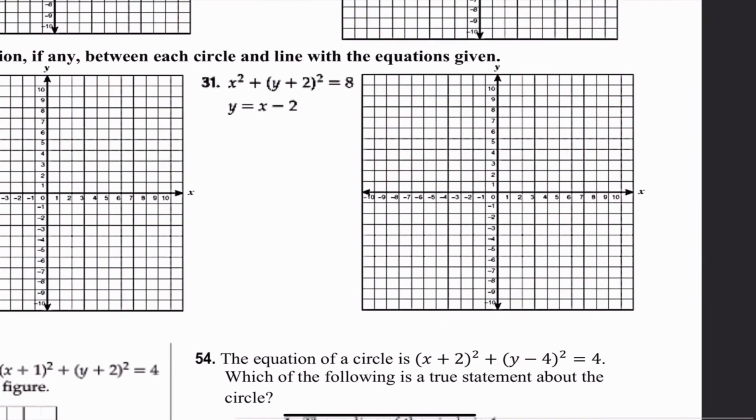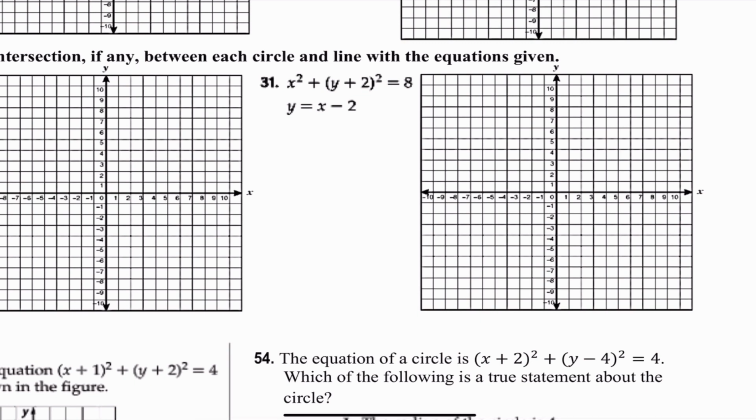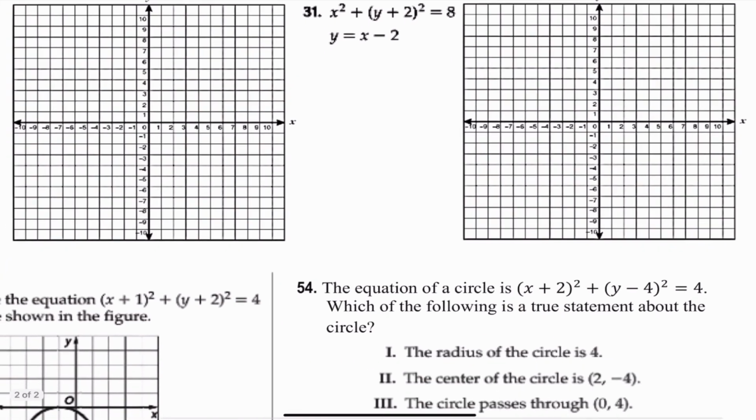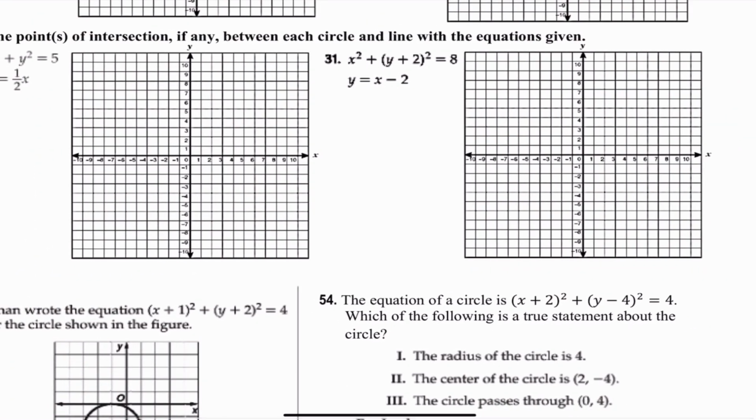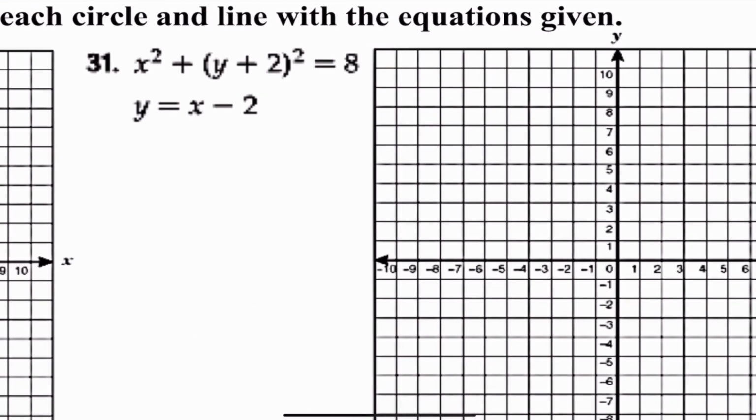I'm just going to look at number 31, which is x squared plus the quantity y plus 2, the quantity squared equals 8. And you have y equals x minus 2. So let's go ahead and figure everything out. Let's graph this equation here.